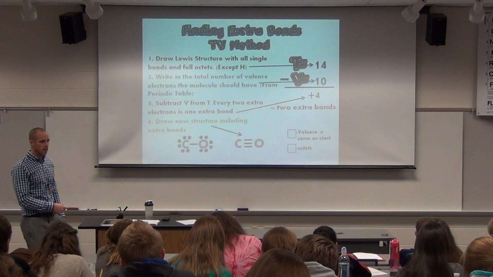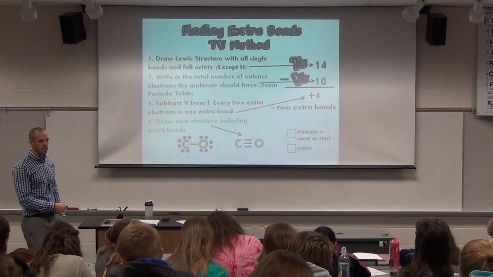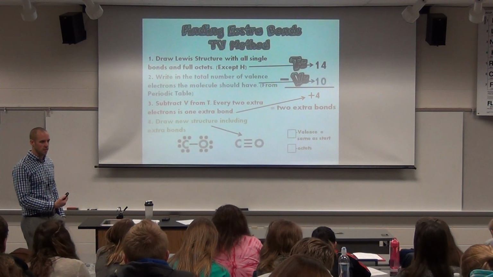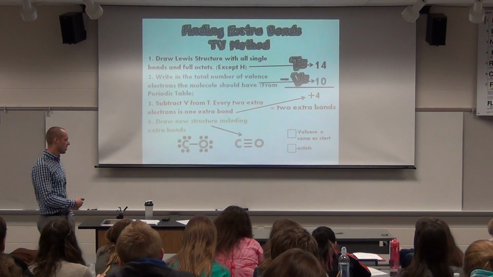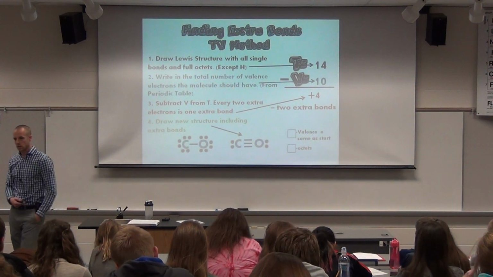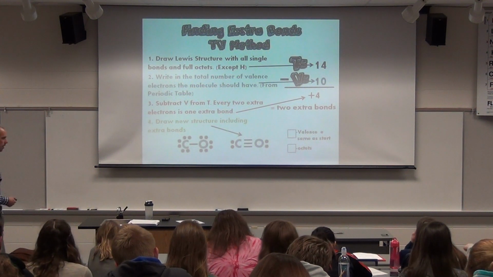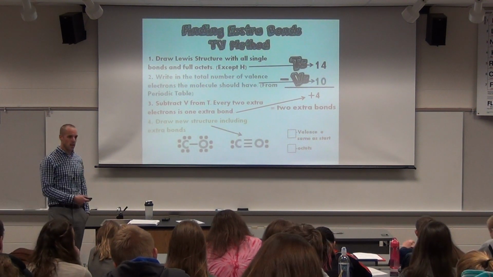What's the last step I need to do then? Anybody? We always call it filling octets. So we have to fill the octet of carbon and oxygen. All that's going to be is putting 2 electrons on the outside here. So you're putting a lone pair outside C and a lone pair outside O.